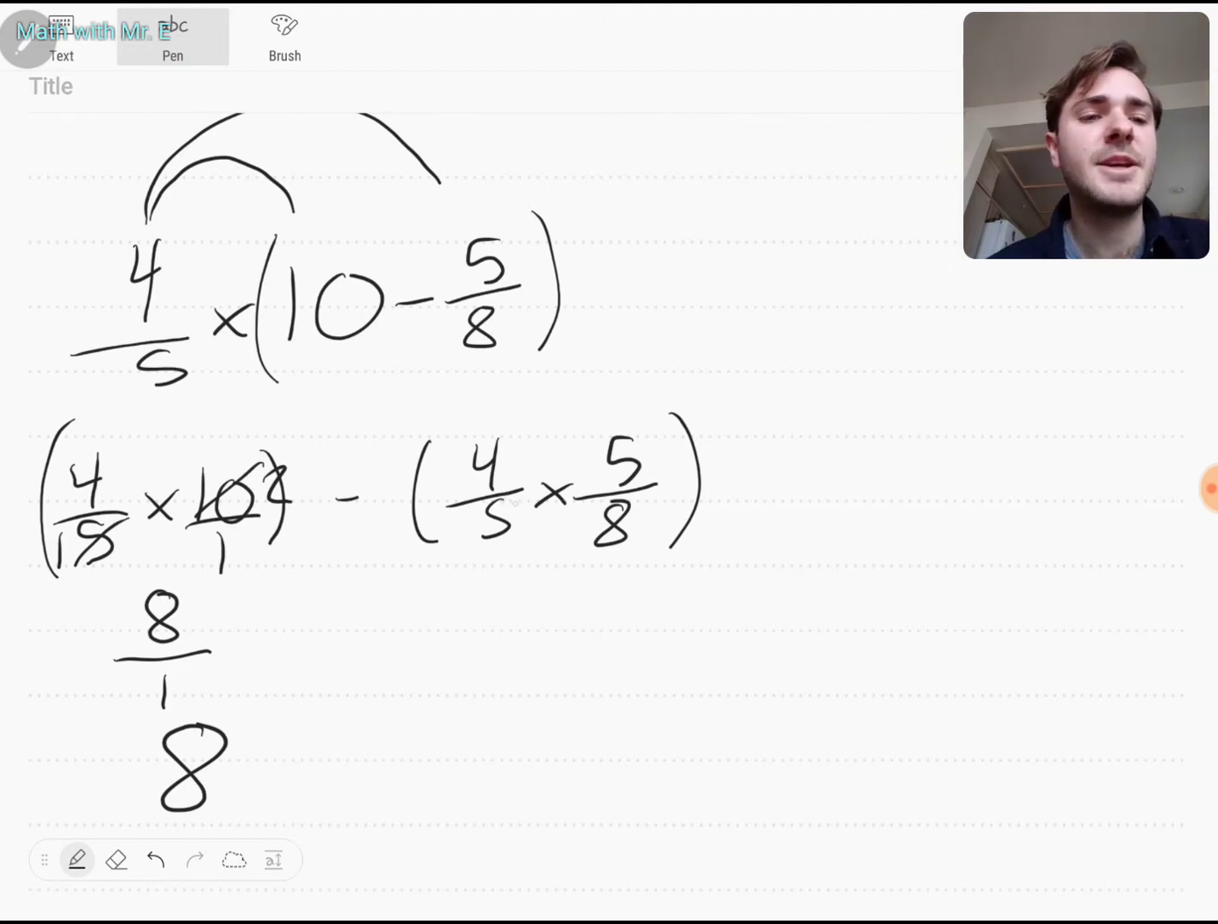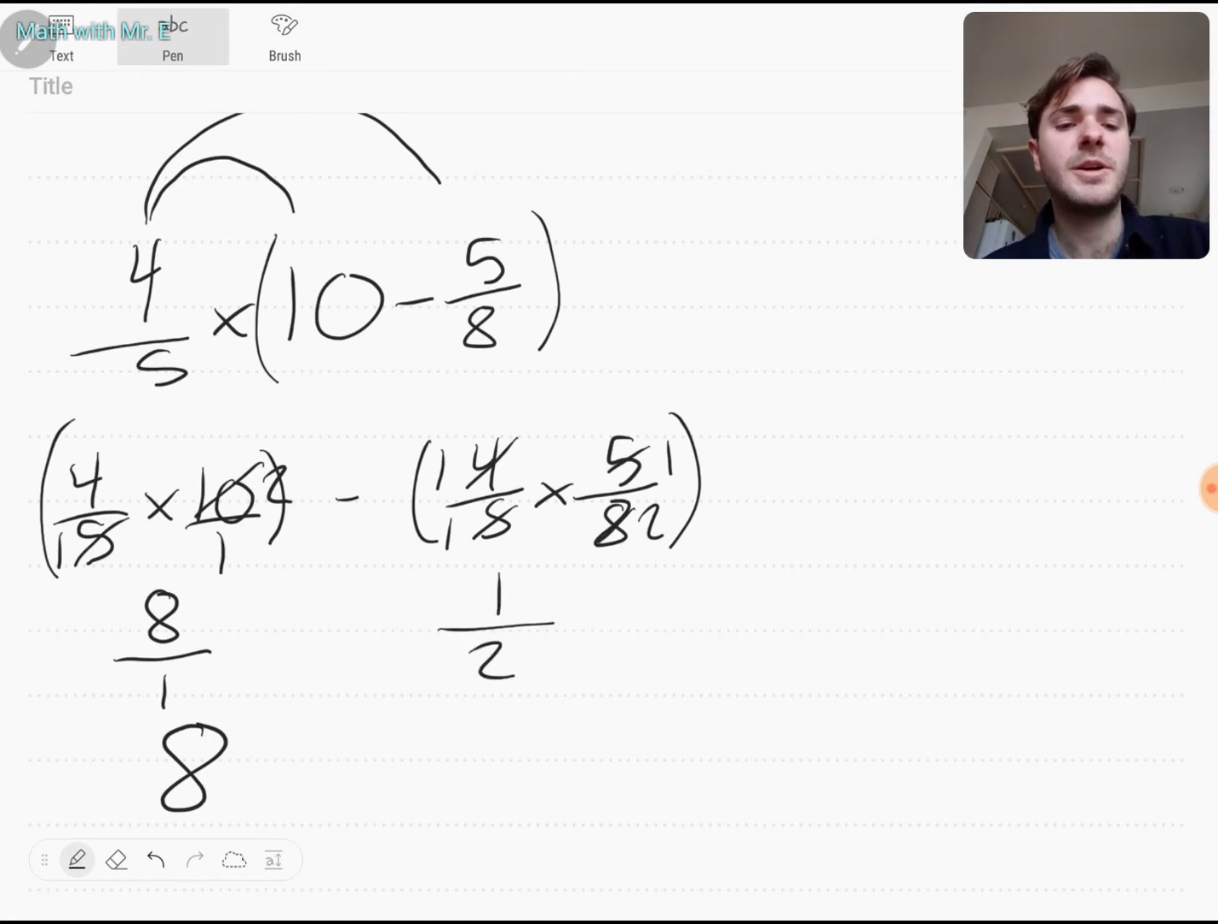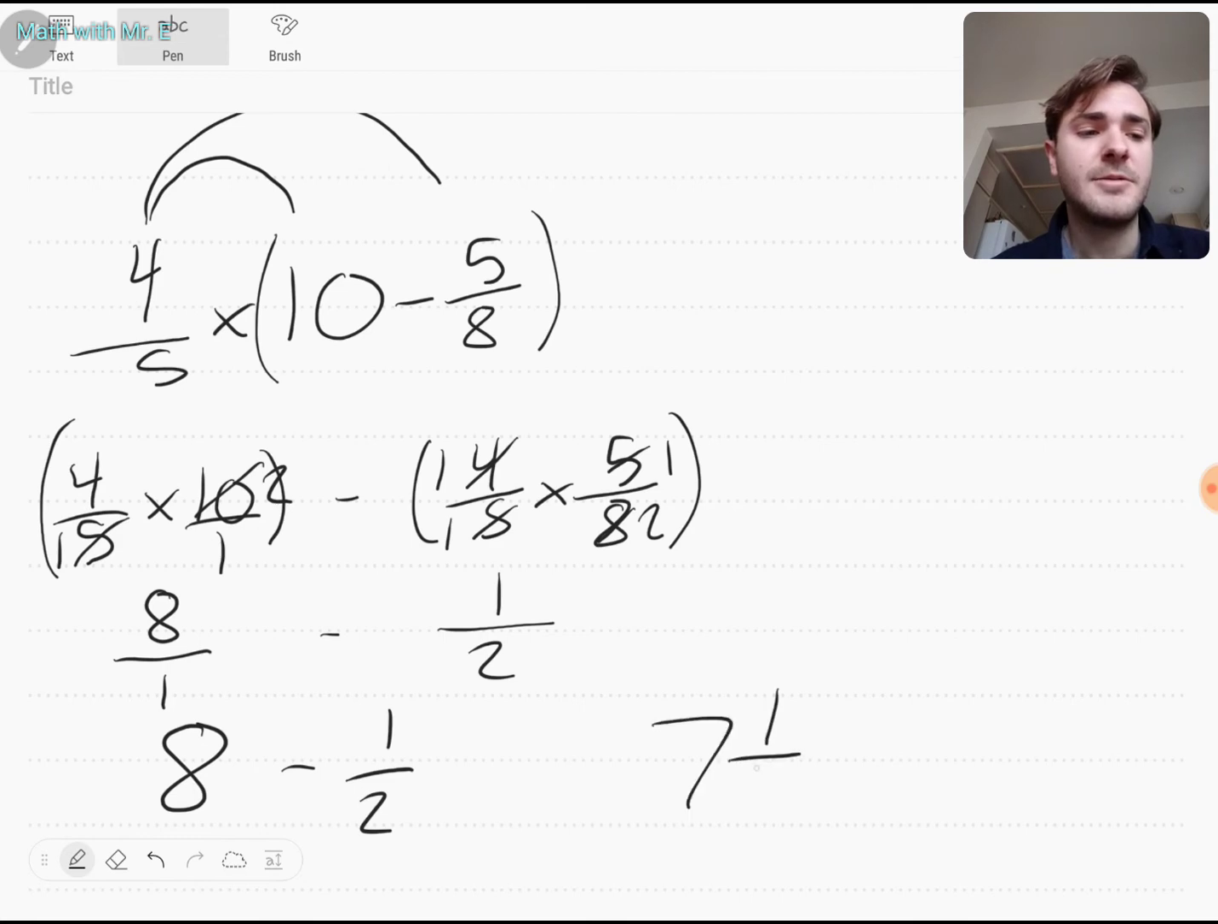4/5 times 5/8, we can divide 5 and 5 by 5, leaving us with 1. 4 and 8 can become 1 and 2. So 1 times 1 is 1. 1 times 2 is 2. So we are left with 8 minus 1/2, which would just be 7 1/2.